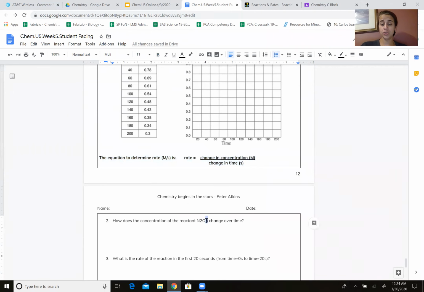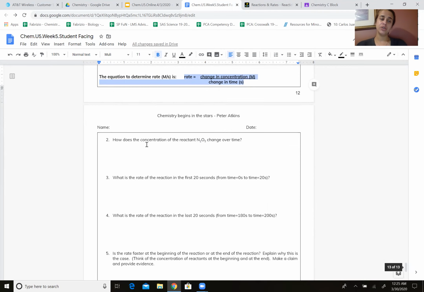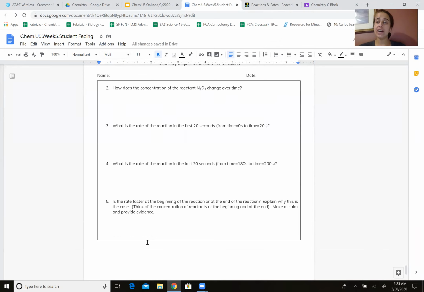So for the rest of this packet, if you need to look back, if you don't remember or you're confused about what the rate of the reaction should be, it's over here. So you can calculate that using your calculator, a phone, whatever you need. I know it's the modern world, so you guys can use that. But if there's any confusion here, remember this is here to help you. So you should be answering questions 2 through 5 of your packet.